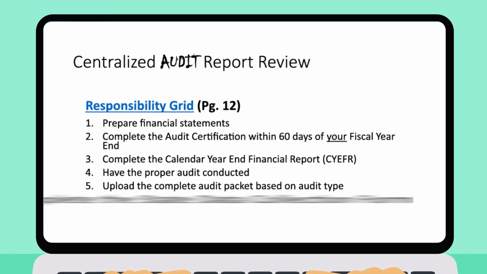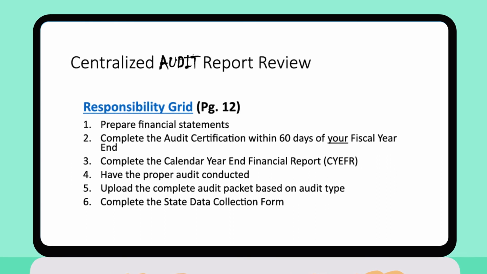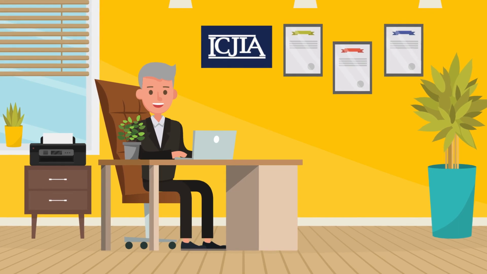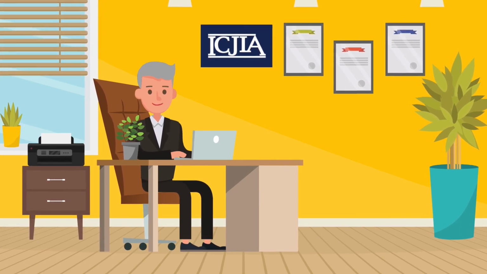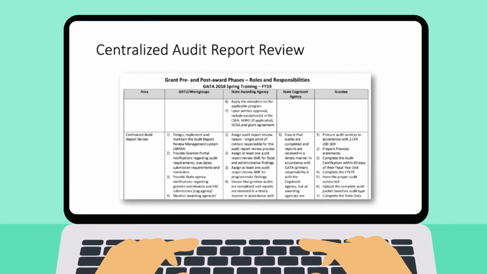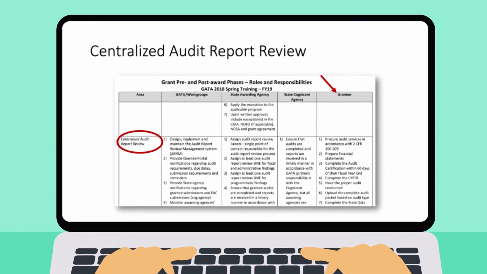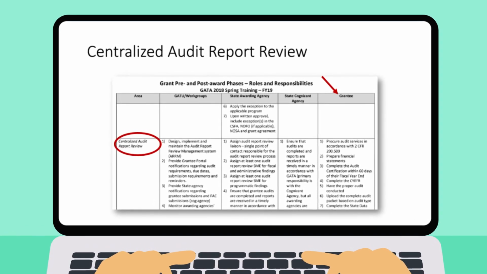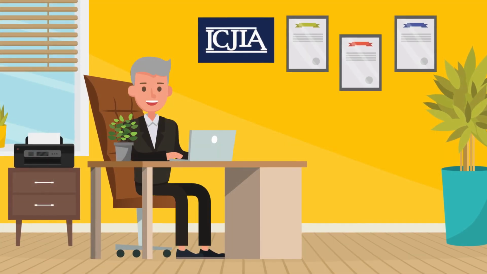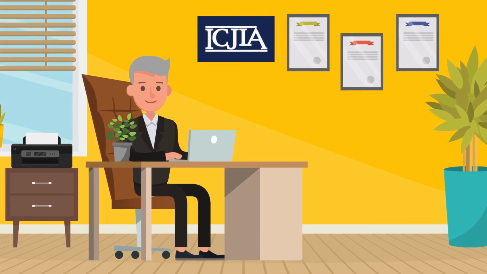Based on the response to the calendar year end report, known as the CYER, you may need to upload the audit packet based on your audit type. All audit requirements should be completed in the GATA Grantee portal. The image here is part of the Roles and Responsibilities grid. You can see the centralized audit report and your grantee responsibilities. The responsibilities have been identified and delineated within the guide. The audit requirements are often forgotten about and may impact your eligibility for future funding opportunities.